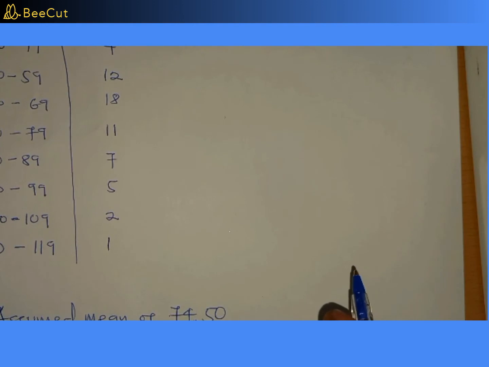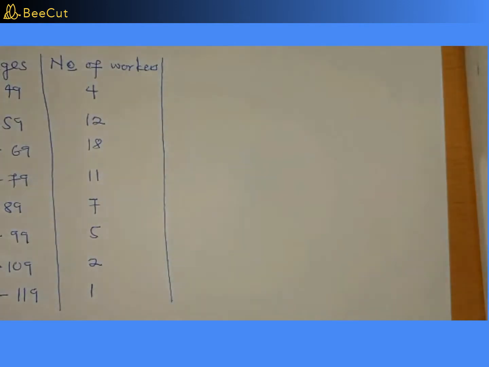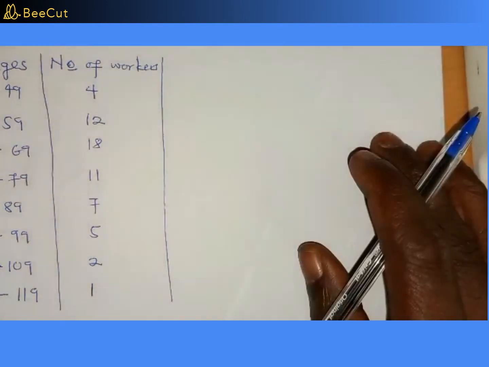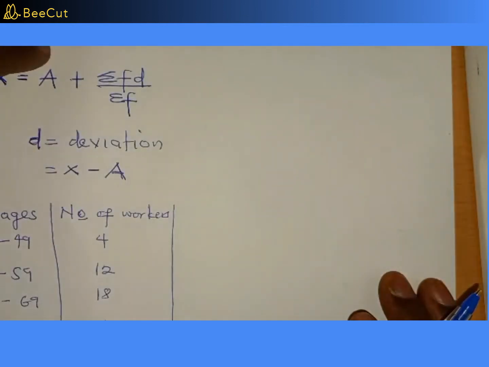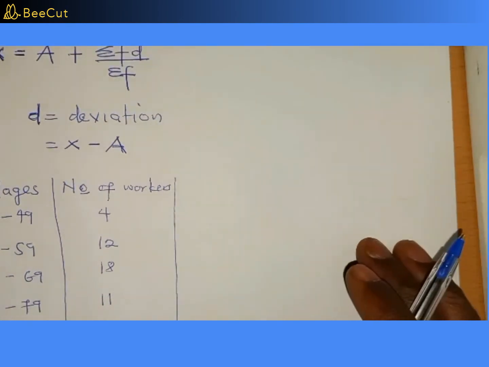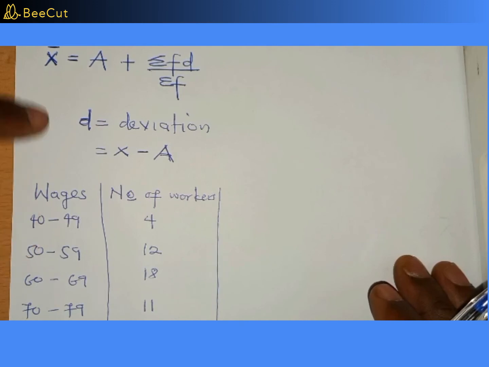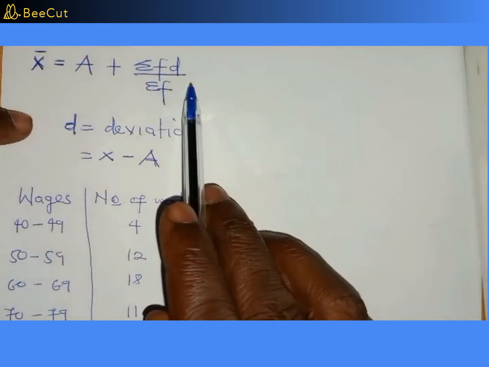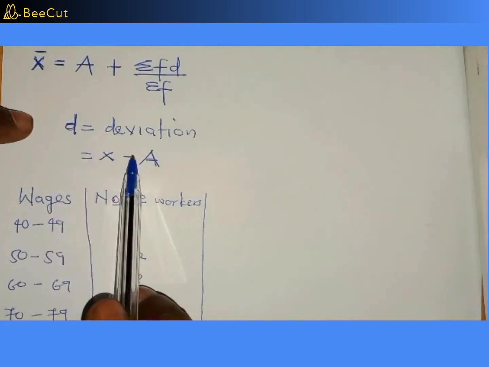Now, per the formula that we have here, it means that you are to continue the rest of the table from what has been given. We already know what the wages are. In other words, we call them intervals. Intervals are not the same as x values, and to find the d, the formula says that d is the same as x minus a.